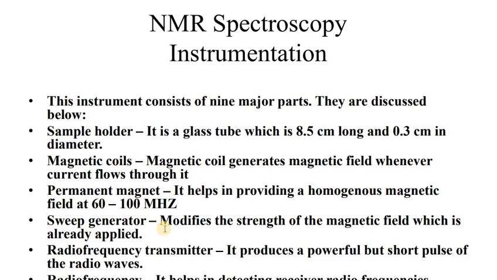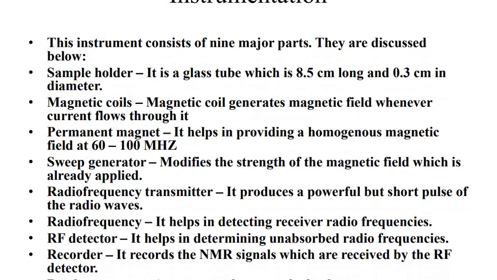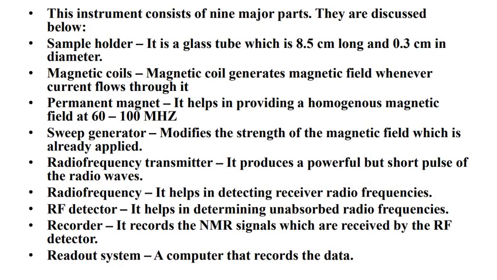And then the radio frequency transmitter, which produces a powerful but short pulse of radio waves. Then the radio frequency receiver, which helps in detecting radio frequencies. Then the RF detector, then the recorder, which records the NMR signals received by the RF detector, and then a computer that records the data, that is, which gives out the spectrum.